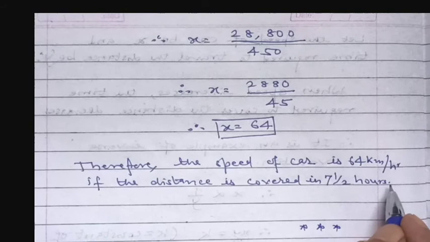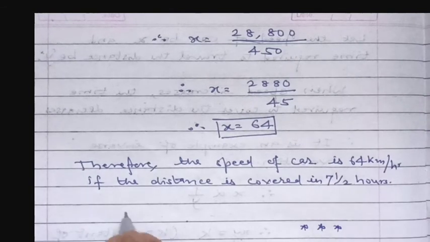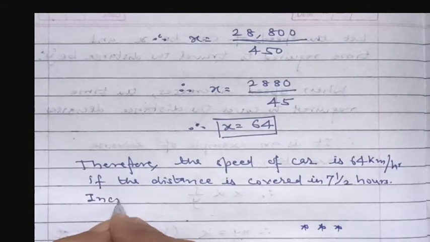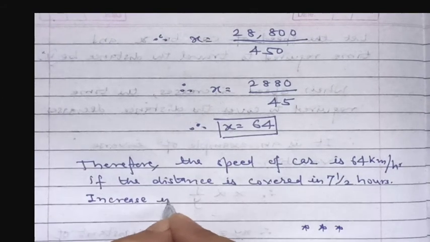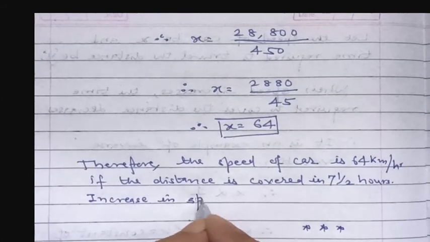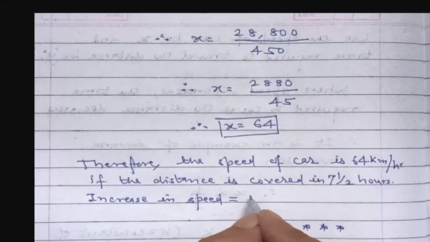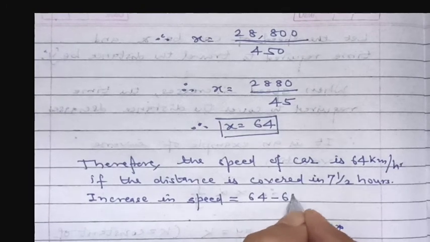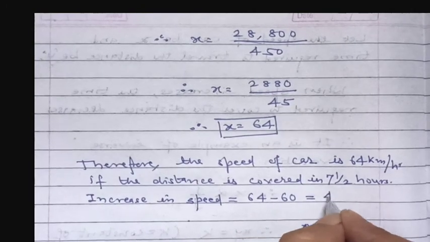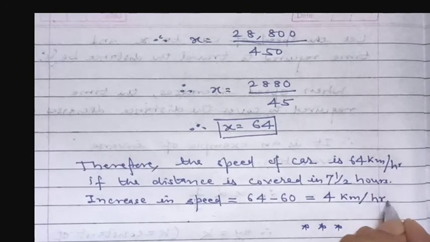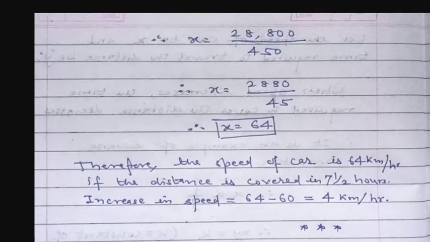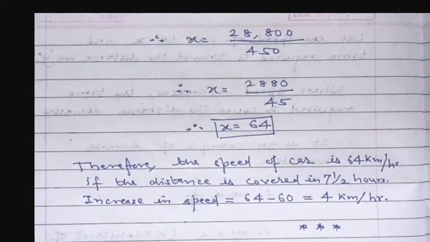My dear student, till now your answer is incomplete. You have to find the increase in the speed. So write, increase in speed. Previously it was 60, now it is 64. So 64 minus 60, that is equal to 4 km per hour. So you can write, the speed of the car should be increased by 4 km per hour.